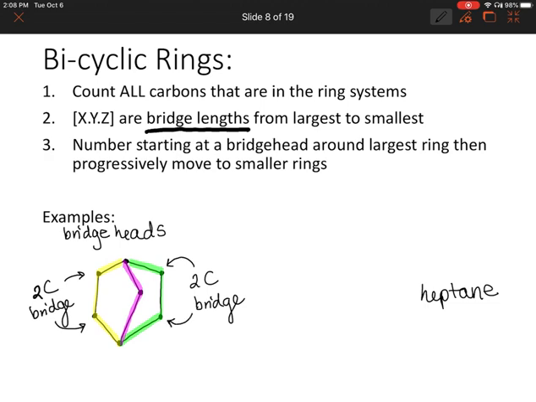And in the middle, our purple bridge, we have 1 carbon. Okay, so now in brackets in our name, we're going to list the bridge lengths from largest to smallest, and we'll separate them with periods. So this will be 2, period 2, period 1.